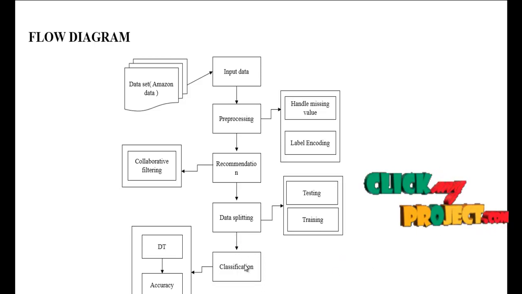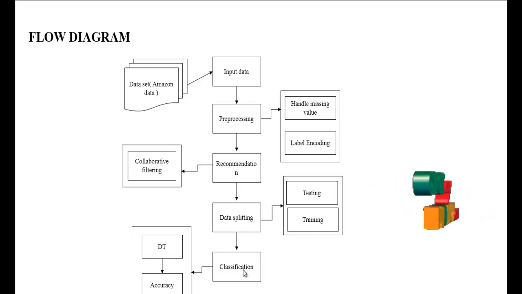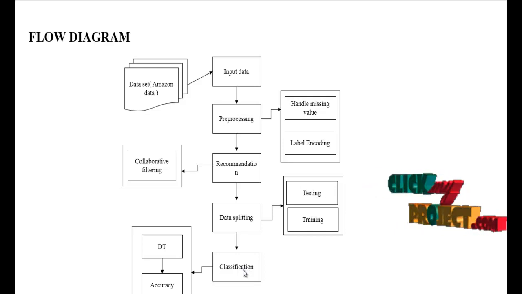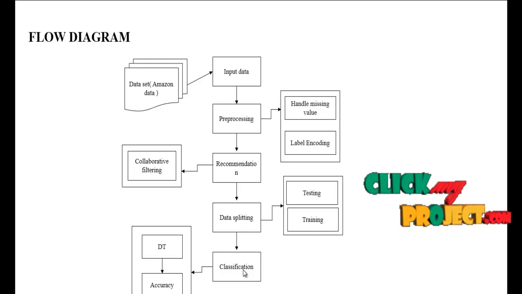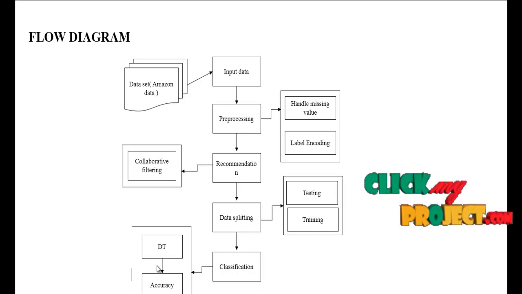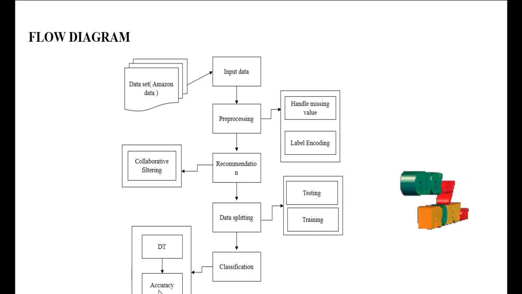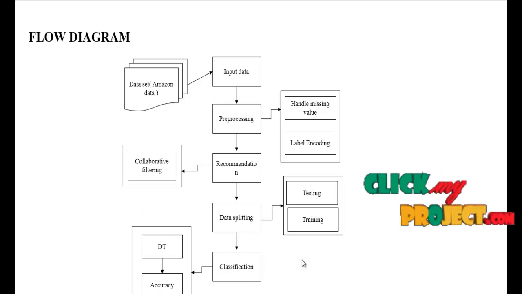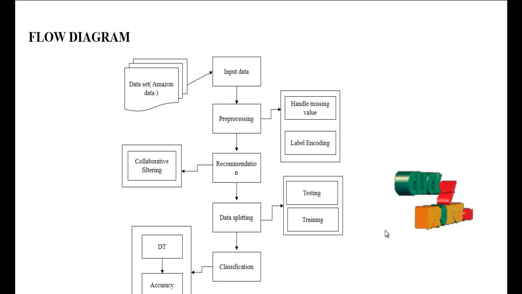Then we have to implement the classification algorithm. In this classification, we have to implement the machine learning algorithms such as decision tree for better performance. The result will be the accuracy. The accuracy means the overall prediction of our input data. So this is the flow of our process.